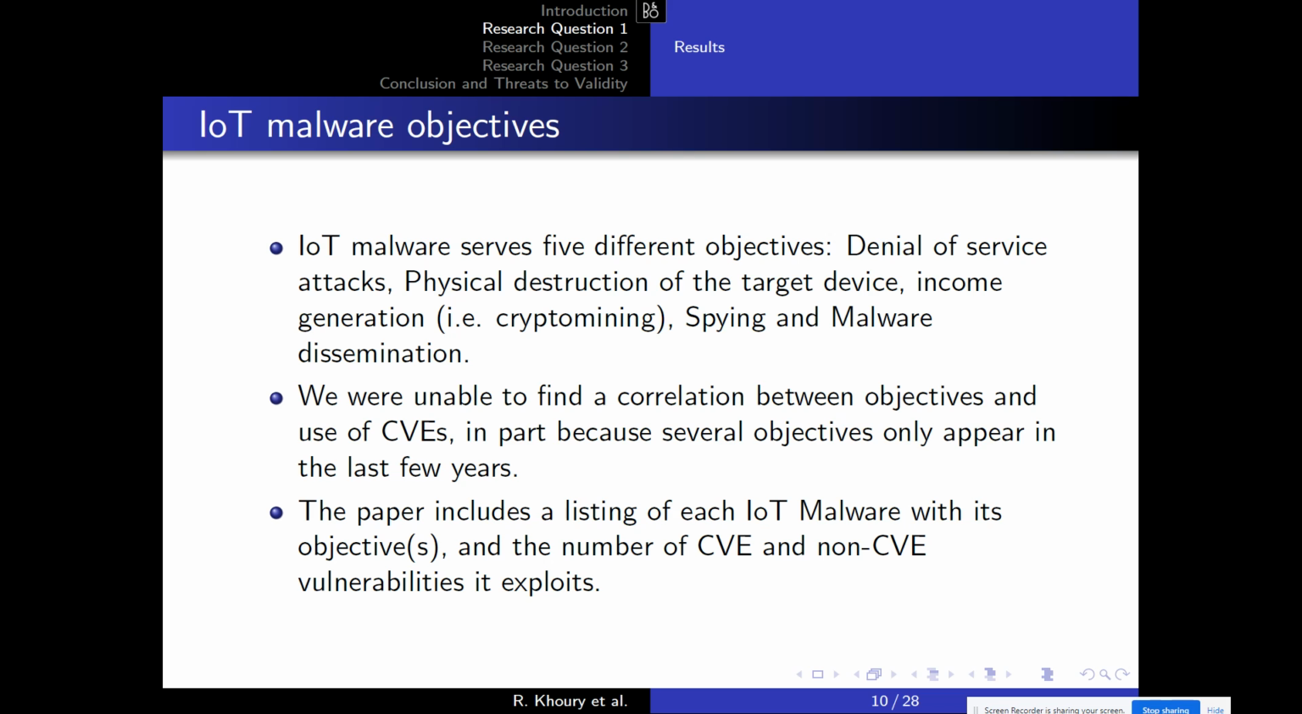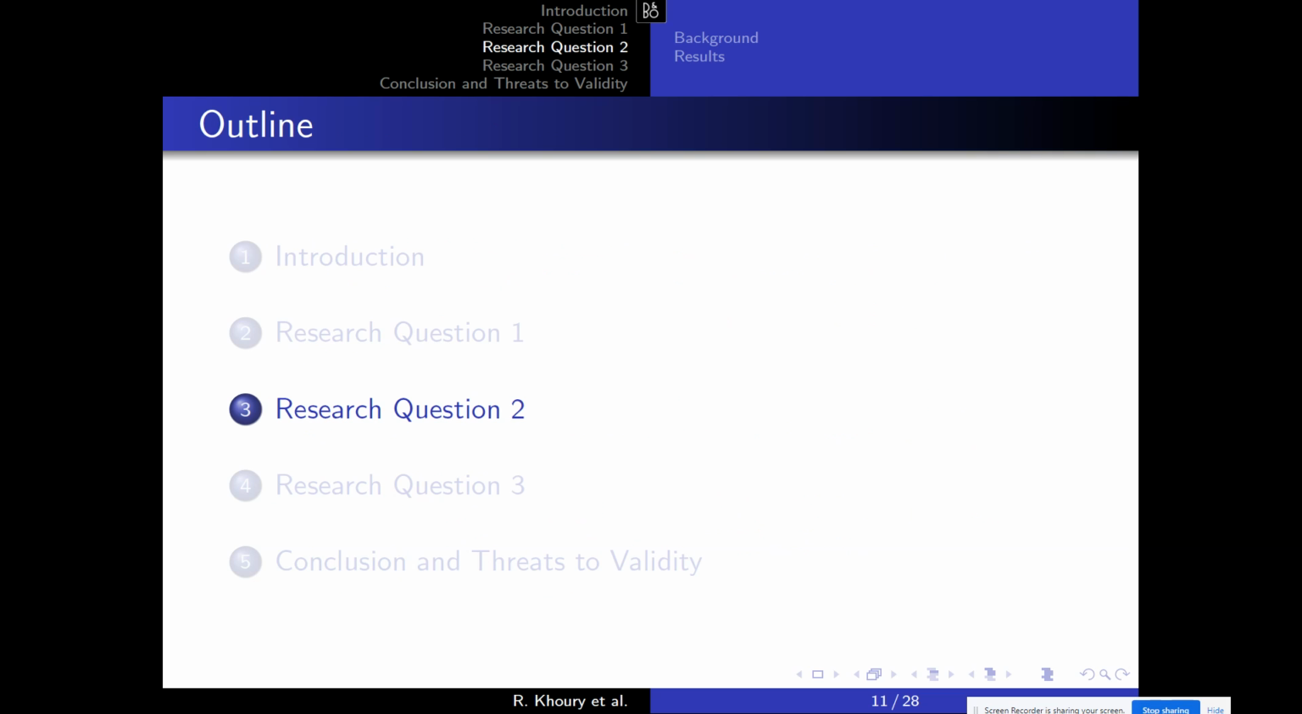As I mentioned, this paper includes a list of every IoT malware, its objective or objectives, how many CVEs and non-CVE vulnerabilities it exploits, and a listing of every CVE with the number and a reference. The second research question that we looked into is about the CVEs, the ones that are repertoried in the NVD database: how do they differ from the ones that are not selected for exploitation?